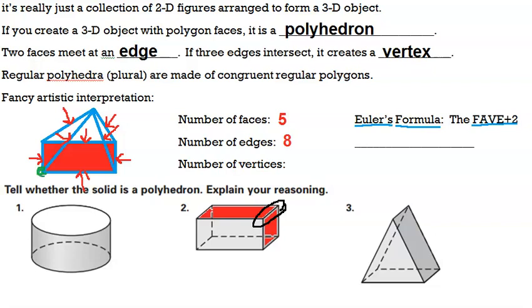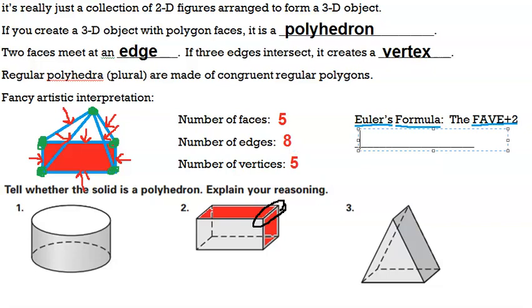That would be a vertex. So you're essentially looking for the corners. 2, 3, 4, and then 1 at the top. Now that actually has all 4 of those edges up there coming together, but 3 or more essentially. The number of vertices, we were able to count 5.